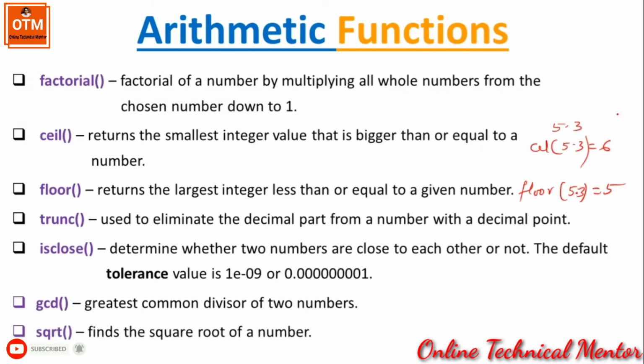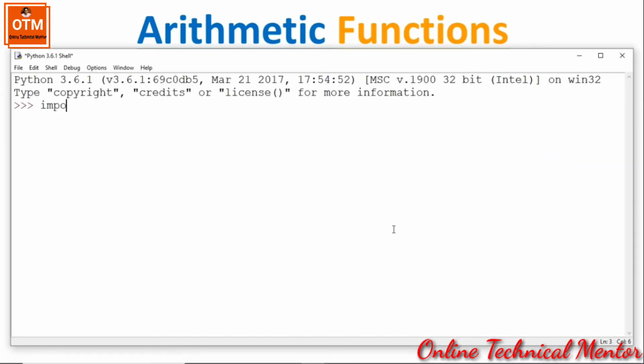The last one is the sqrt function. It will find out the square root of a number. Import math, then write down math.sqrt within brackets, say 25. So this is the square root of 25. You can also use a floating point number, say 30.55. So this is the square root of 30.55.